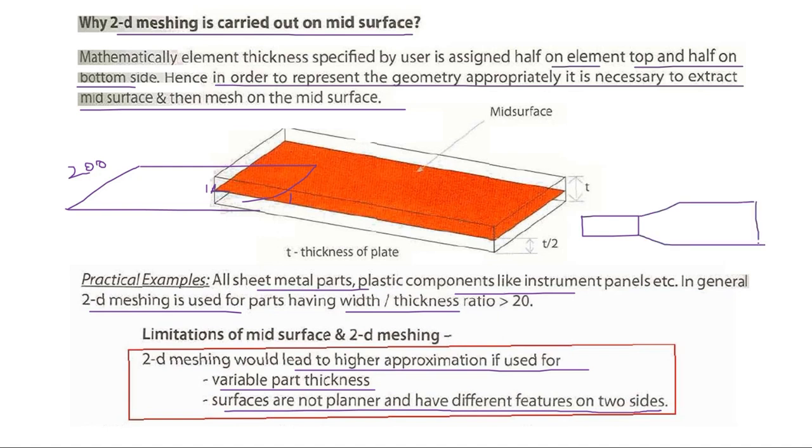So in that case also we need to define at the mid level only. That will give from here to here, the thickness is varying. So which thickness will you use? We will use the minimum thickness for our analysis, conservatively. That's why it says some higher approximation is needed when we are going with variable part thickness.